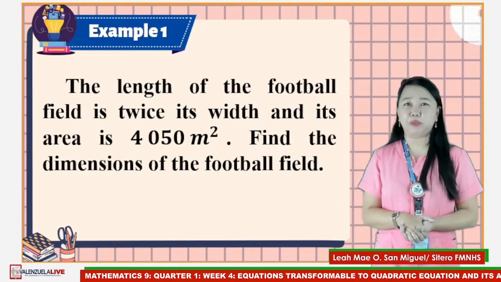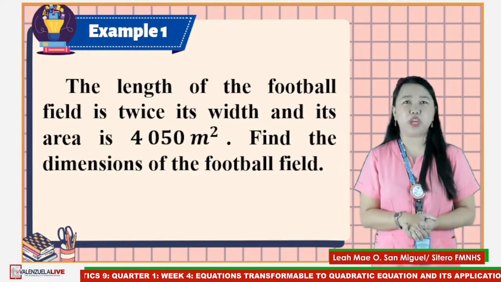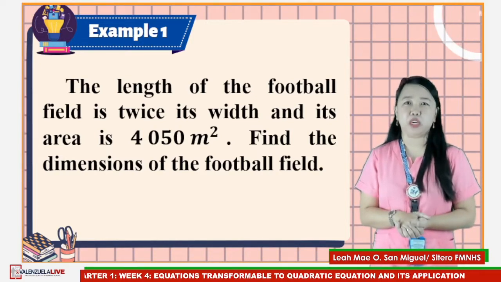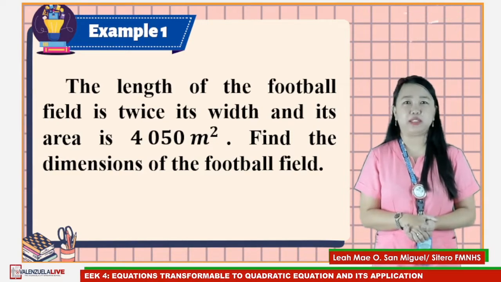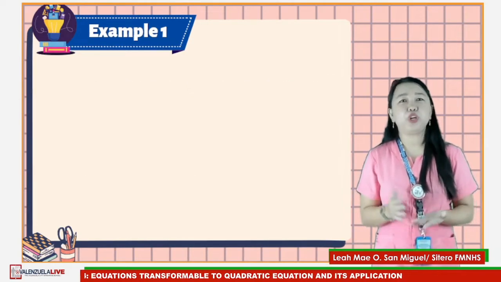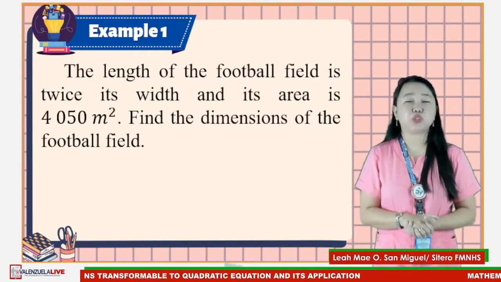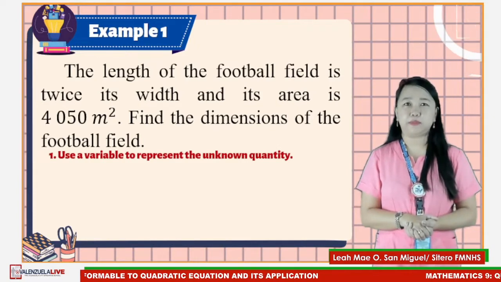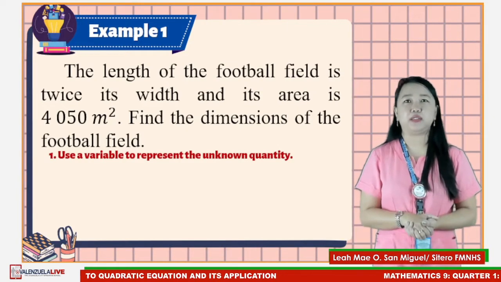Here is the problem. The length of the football field is twice its width, and its area is 4,050 square meters. Find the dimension of the football field. After we read and analyze the problem, the first step is to use a variable to represent the unknown quantity. We need a representation for the length and the width.